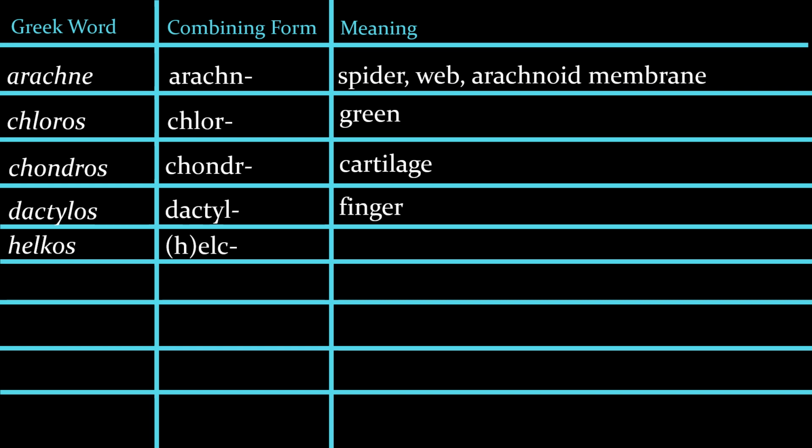Next, we have Helkos. This is one that I'm guessing many people will not know. This is where we get the word ulcer, and you can see the LC or the LK there in its root.